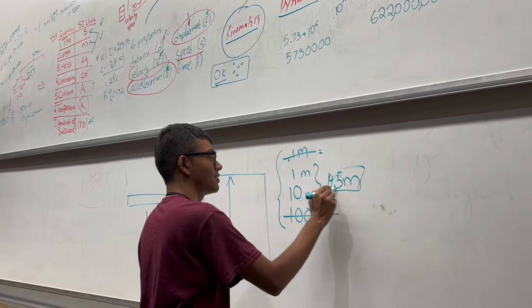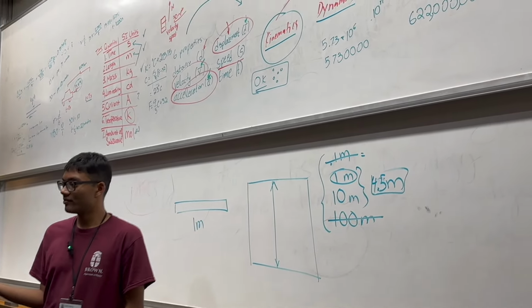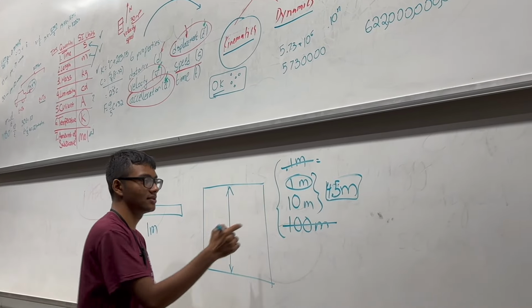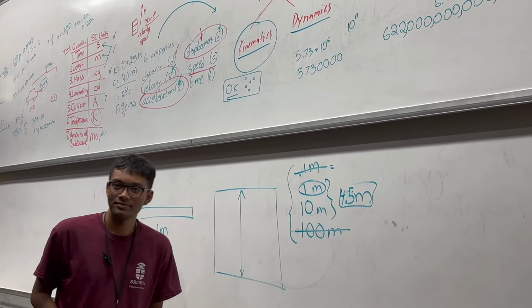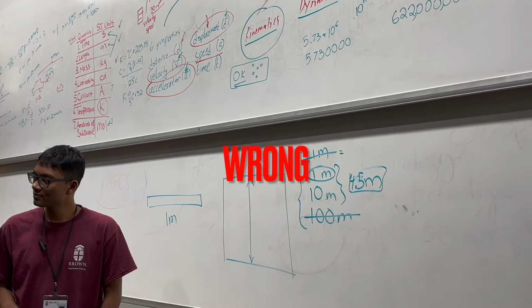Okay, so let's say that this room is definitely 1.5 meters tall. Well, you have to use order of magnitude. That's what we are trying to see. So which one is the correct answer, Isaac? 0.1, 1, 10, or 100? One. Good, good.